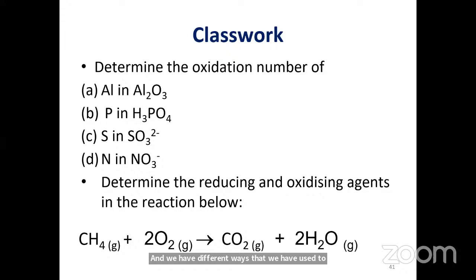So if we look at this CH4, what happened to CH4? What happened to oxygen? Which one of them involves removal of oxygen or addition of oxygen or removal of hydrogen? You know, that is one simple way to detect which one has been oxidized and which one has been reduced. So type your answer in the chat box. Let me see. Which one is the reducing agent? Which one is the oxidizing agent?